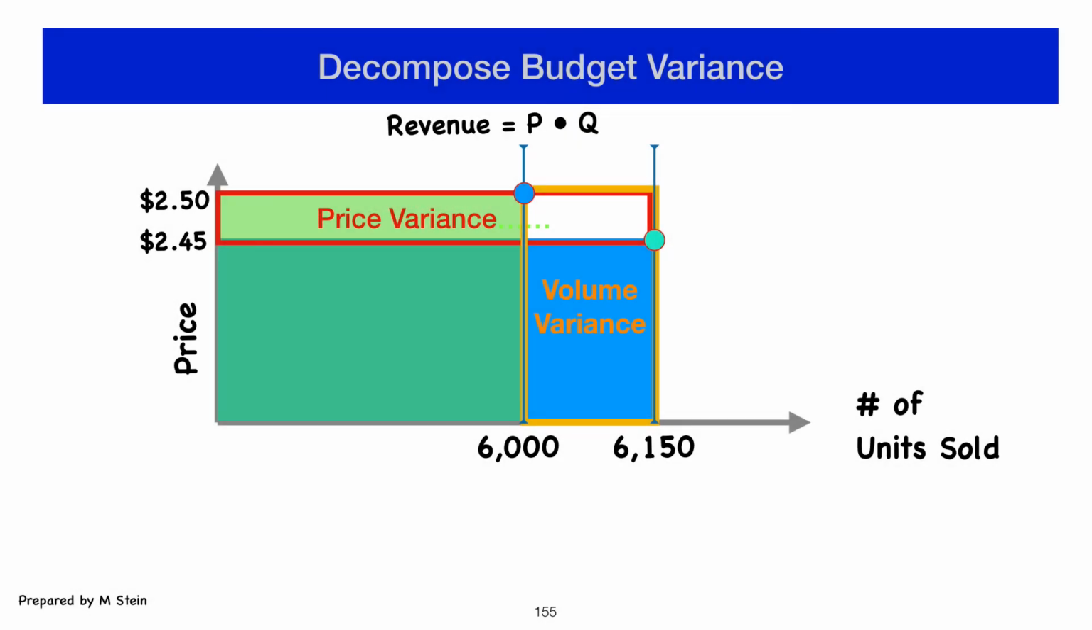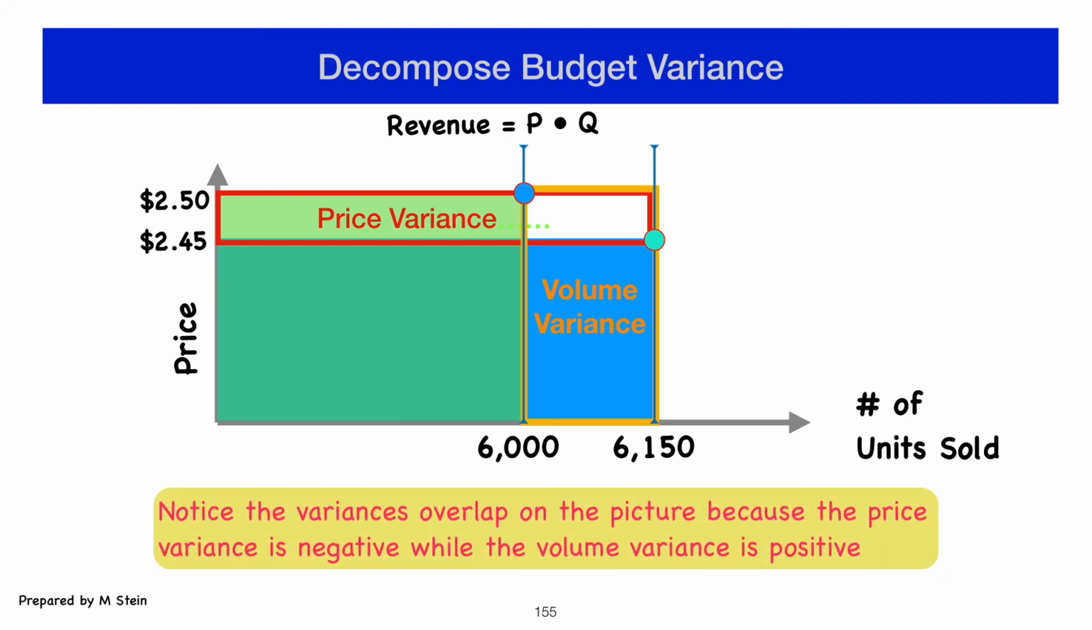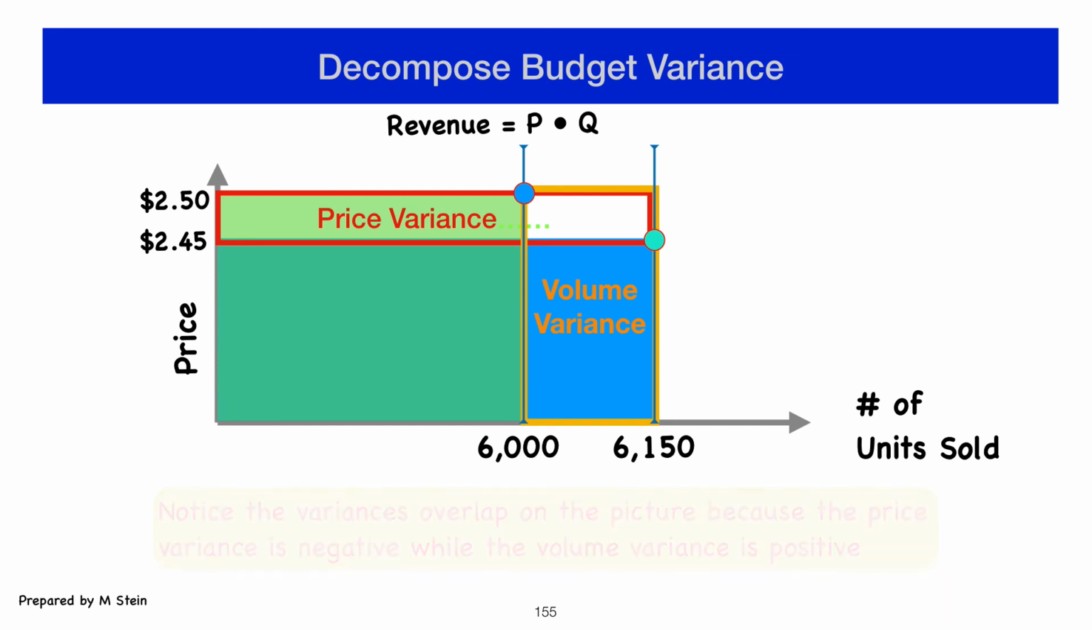The price variance is shown by the box with the red outline, and the volume variance by the box with the light brown outline. Price variance is the actual quantity times the difference in the price, 2.45 minus 2.5. The volume variance is the budgeted price, 2.5, times the difference between the actual quantity, 6,150, minus the budgeted quantity, 6,000.